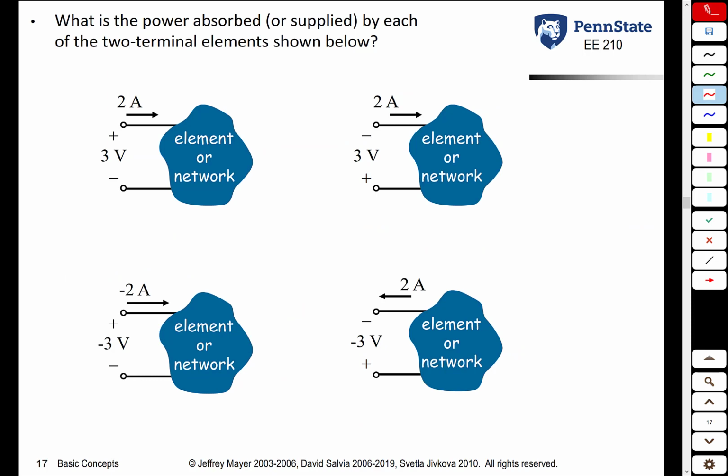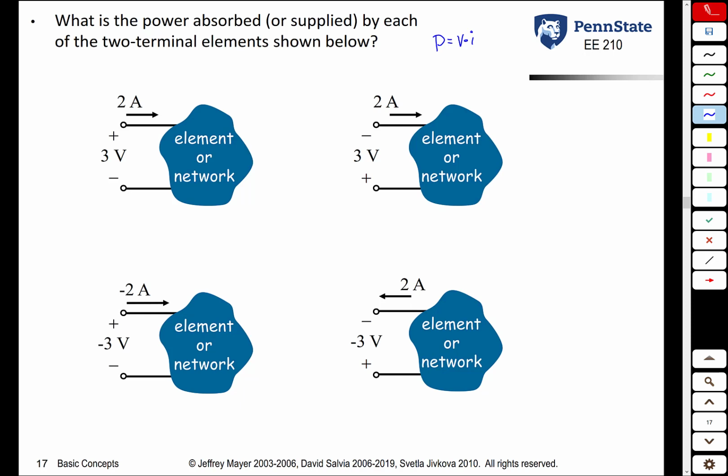So the equation for power, voltage times current, seems very simple. However, it's a little confusing because of the signs and the sign convention. You have to be very careful when using the power equation to make sure that you get the signs correctly. So we have 4 examples here to show how it's really important and very easy sometimes to get it mixed up. So we're asked to find the power absorbed or supplied by each of these 2 terminal elements shown below.